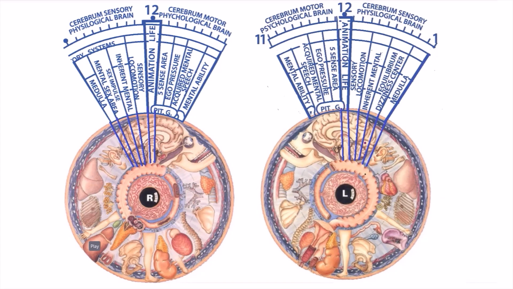All right, and so now we're going to go on to the opposite side of the animation life center, and you can see now we're going to be getting into the pituitary gland and the pineal gland, and seeing how they may be affecting these different brain zones. So on the opposite side of the animation life center, moving counterclockwise in the left iris and clockwise in the right iris, we find the 5 senses area, ego pressure, the acquired mental and speech areas, and mental ability.